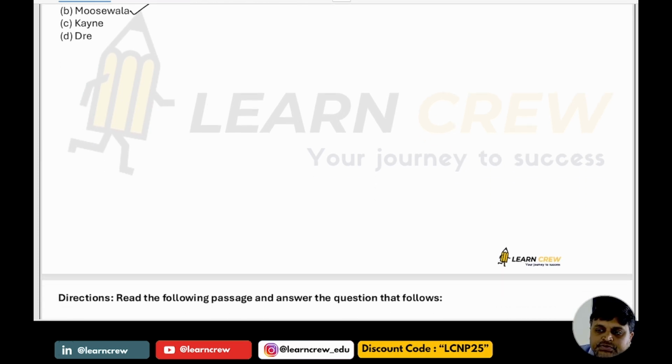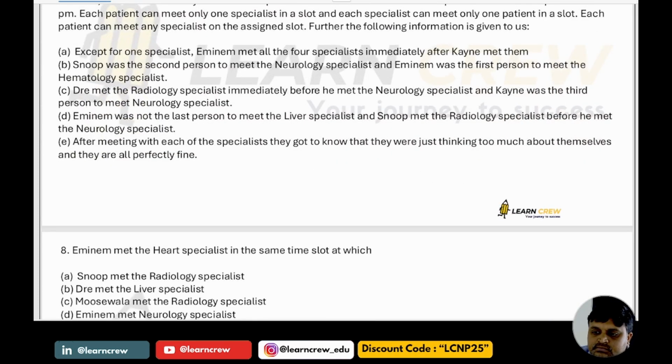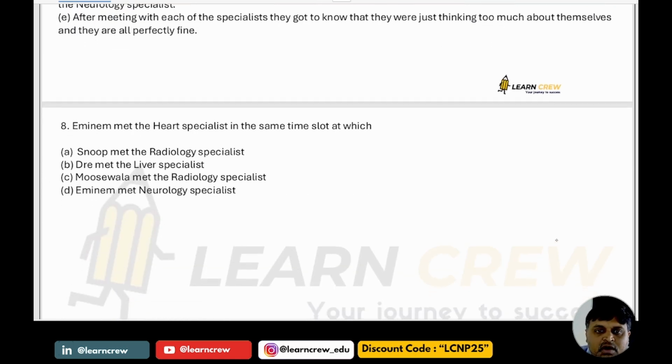The next question, number 8. Eminem met the heart specialist in the same time slot at which, so what is the answer here? Snoop met the radiology specialist, DRE met the liver specialist, Moosewala met the radiology specialist, Eminem met the neurology specialist. So absolutely the fourth one is wrong because a person cannot meet two specialists. So Eminem met the heart specialist in the same time when C.